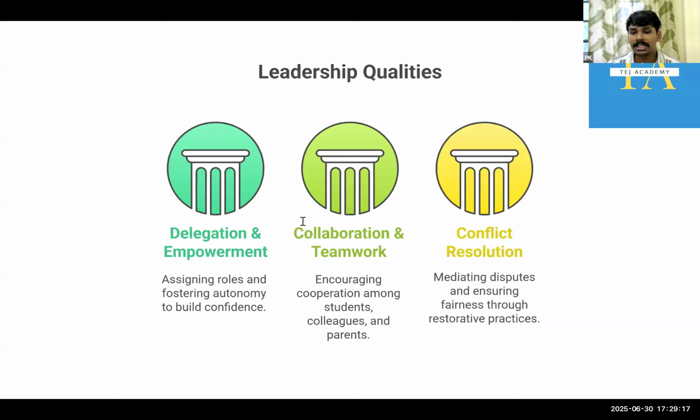Next one is the leadership qualities. How will you help students develop these leadership qualities? Till now we have talked a lot about how teachers are leaders. But it is very important not only to have these qualities, but also to develop them among learners. So, how can we develop leadership qualities among learners? First one is giving responsibility, assigning roles to the students, and also giving them full freedom to execute those roles, which will help them build confidence.